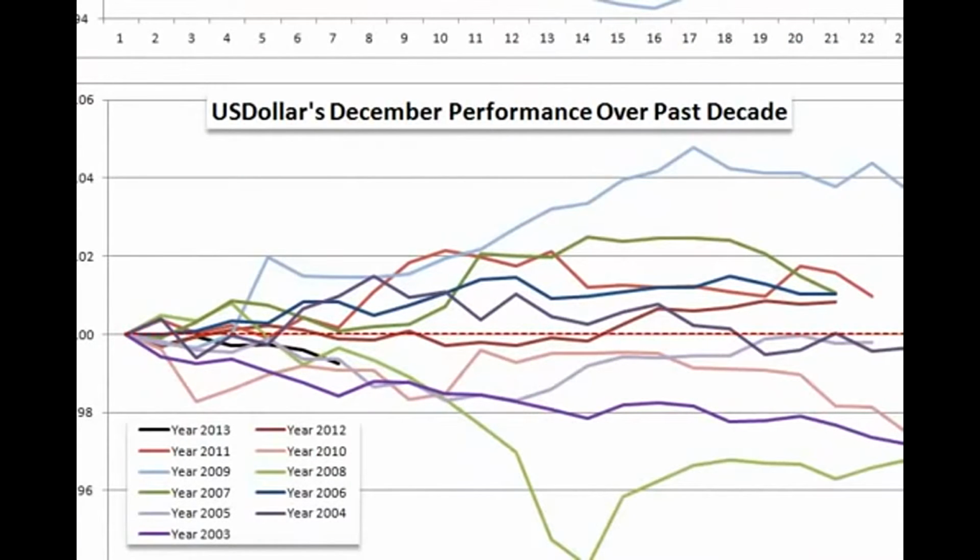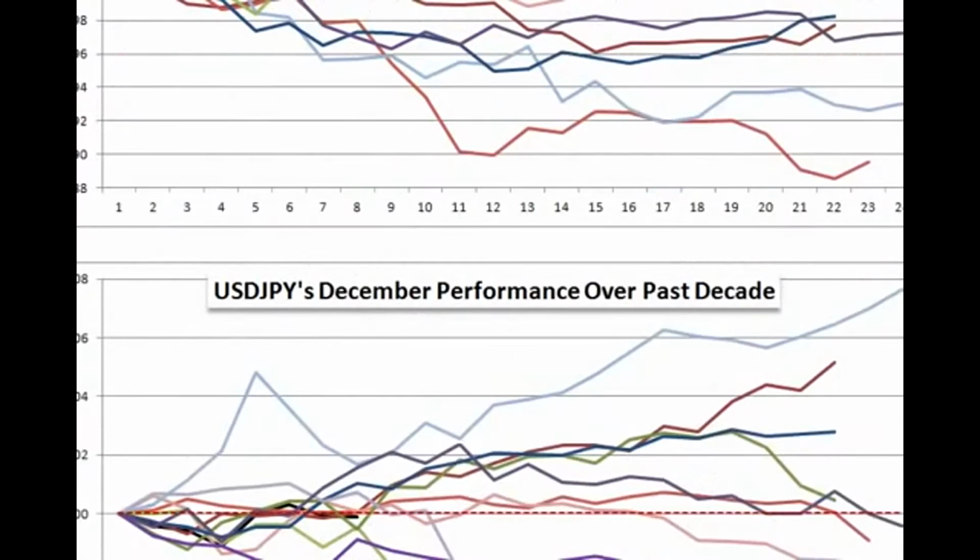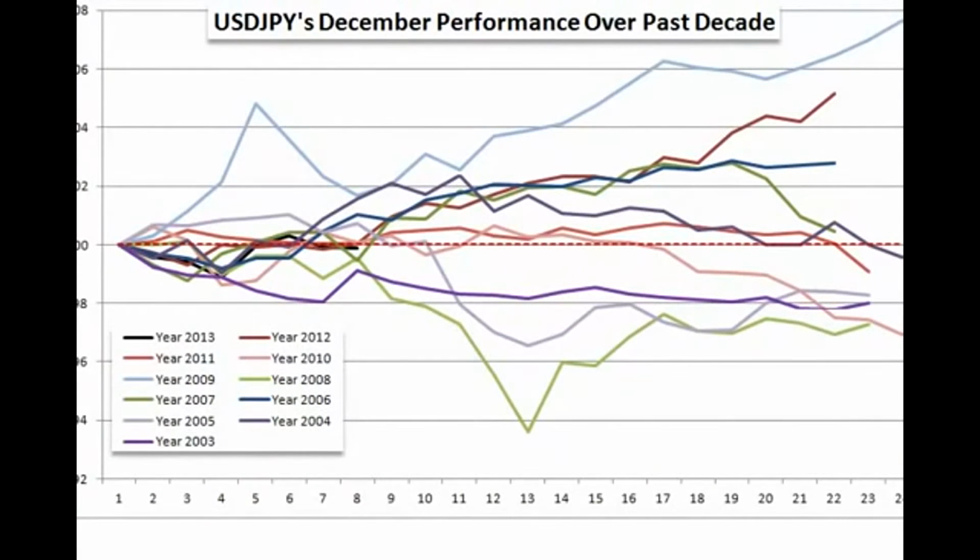Dollar, similar circumstance, similar situation. Gold, similar situation, evenly distributed, and dollar yen, evenly distributed. There is no statistical relevance to these seasonality runs, and knowing that, we know not to necessarily expect trends to derive from these kinds of conditions. However, you can absolutely take trade considerations and bolster your probabilities by looking at those seasonality effects that do exist.